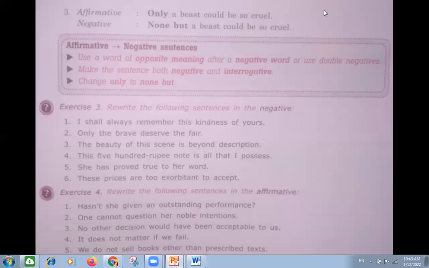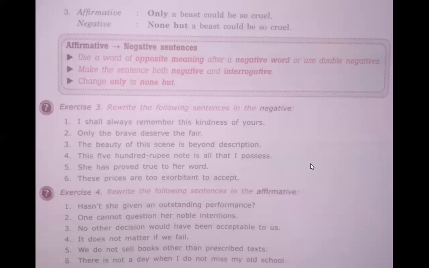Correct sentence, students. Though you got it: I shall never forget this kindness of yours. So you have changed that, and the rest of the sentence will remain the same. Let's go to the next part, students. Next sentence: only the brave deserve the fair. Let's see who answered the question properly.